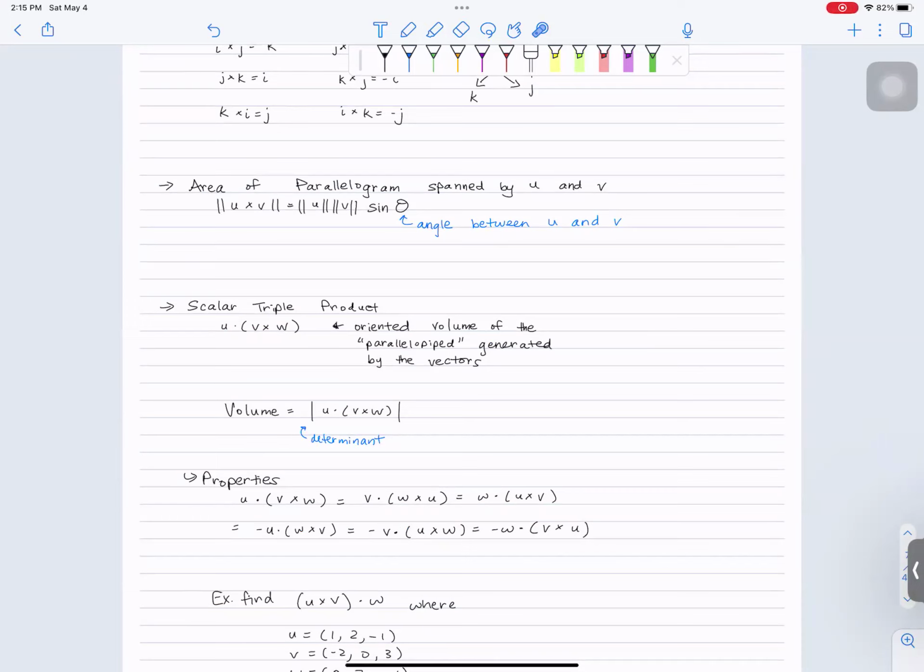All right, anyway, scalar triple product. Another way of finding the scalar triple product is that you could do a determinant. So you write each of the vectors as columns, or you can write them as rows.